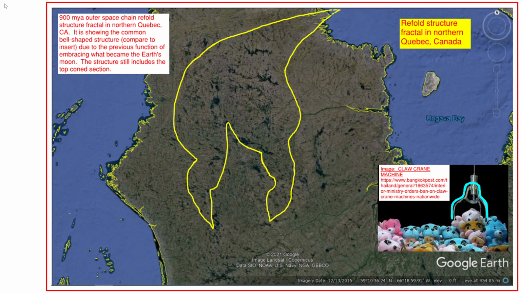Okay, this is a refold structure fractal in northern Quebec, Canada. And look at the northern end. There's a little bit of lineation out in the ocean to just form that tip there. Just a tiny bit getting eroded. And there's a bit of a bell-shaped thing going on. And that's why I put that claw crane machine on the insert.